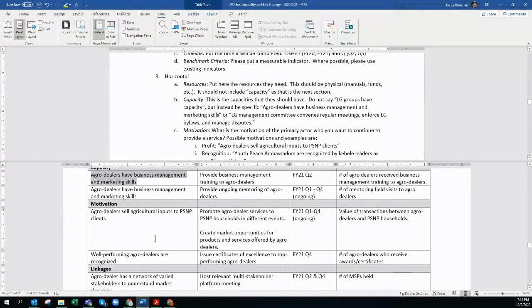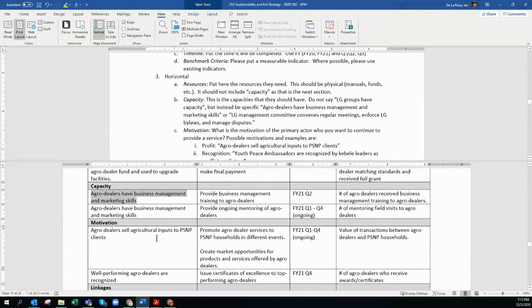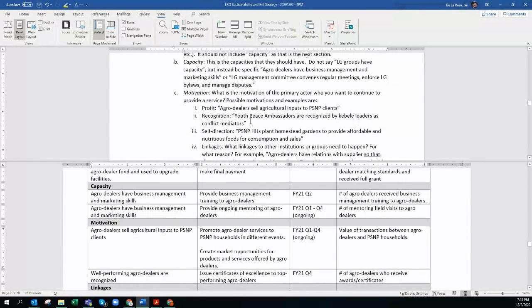For motivation, let's be clear about what motivation we're expecting here. Profit is probably the major motivator that we can think of. But we've also recognized that recognition is really important, and also self-direction. What I mean by that is, for recognition, these peace ambassadors may not receive financial support to continue doing some of the work, but they may still move forward by getting words of praise, recognition, or even future potential ways of building their CVs.